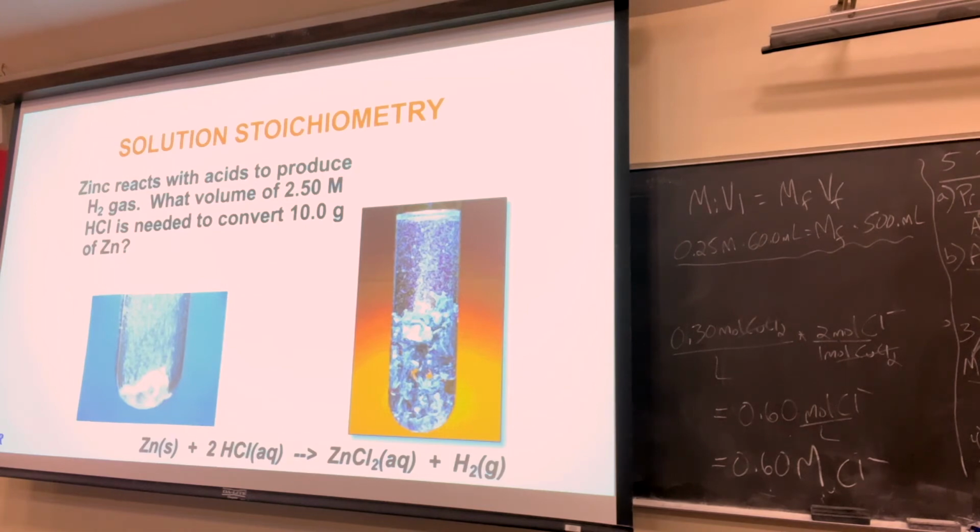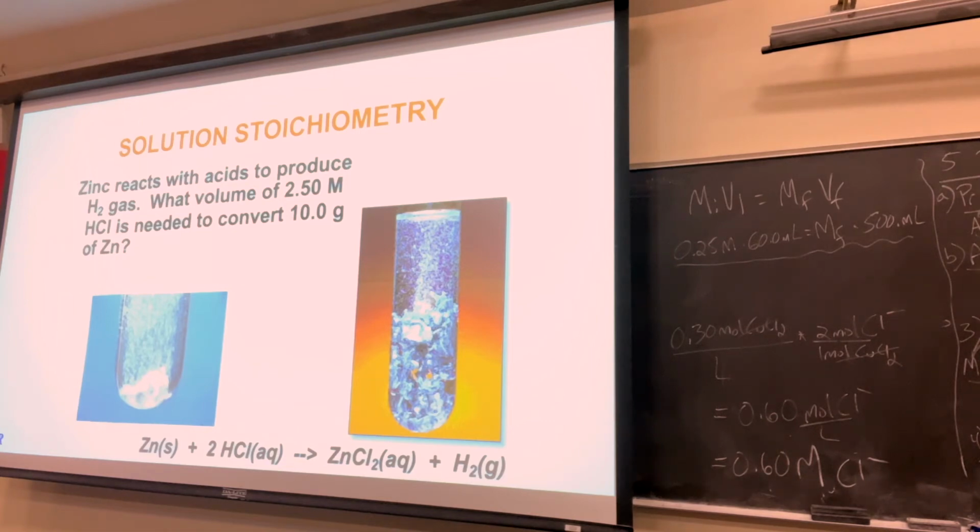And that's a really powerful thing in chemistry. You can do the same kind of thing with solutions, because it really does come down to, in a reaction like this, a mole-to-mole ratio. And in this problem, all right, it says we're converting 10 grams of zinc into all this stuff, and we're using 2.50 molar HCl, so a pretty good concentration of HCl. And the question is here, what volume of HCl do you need?